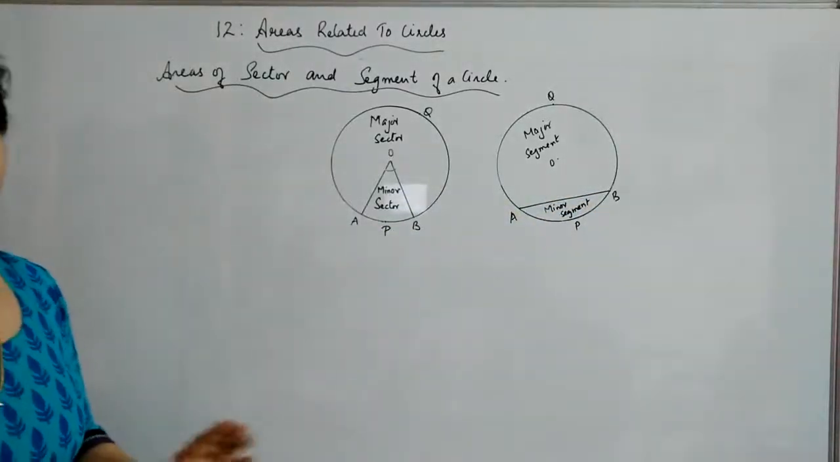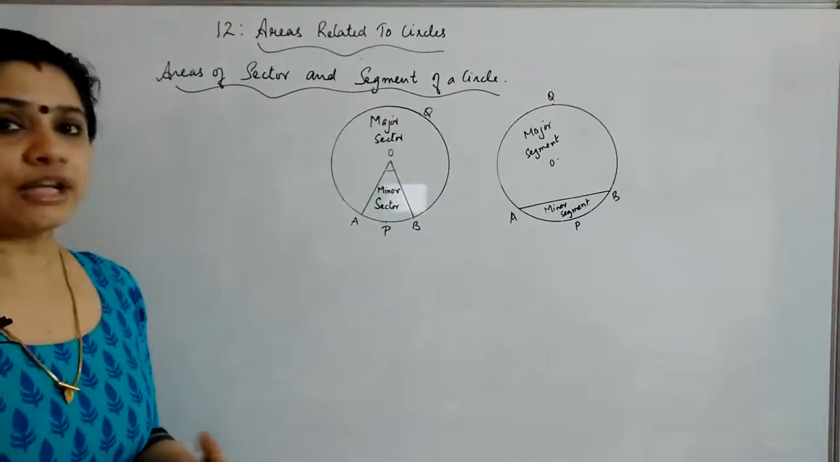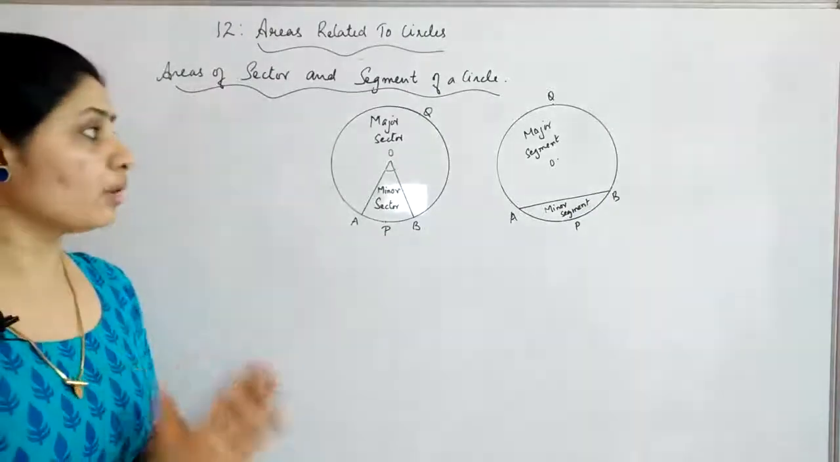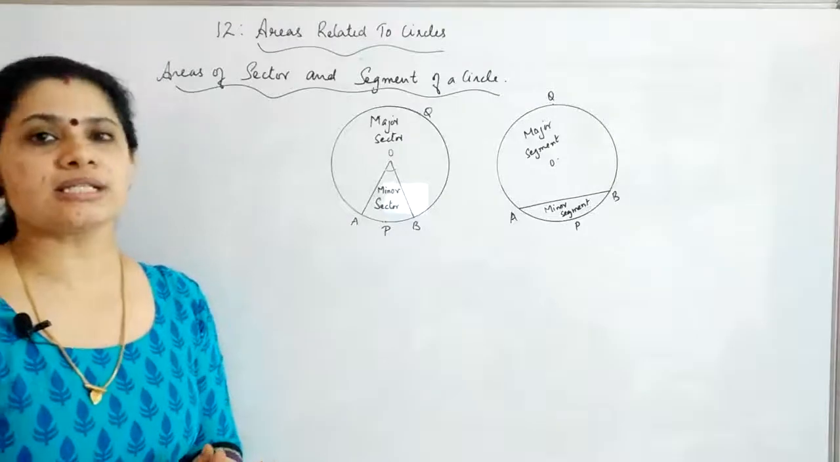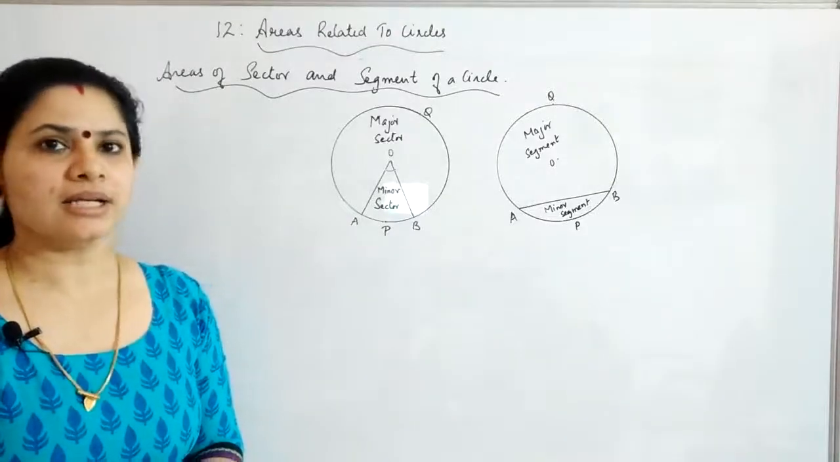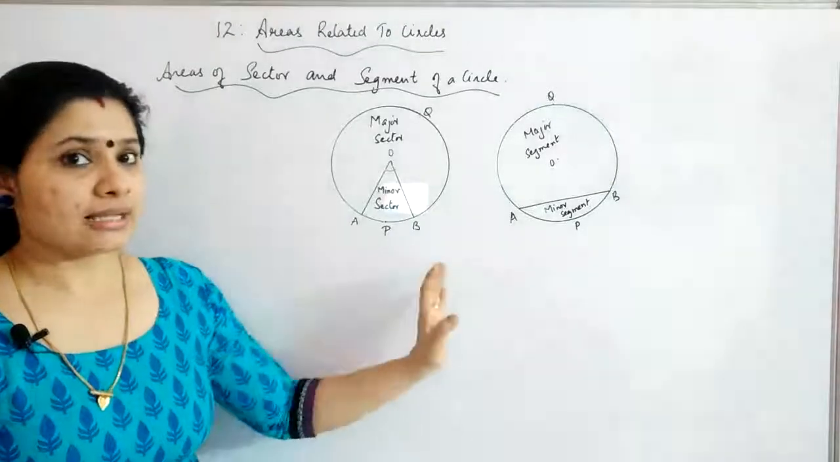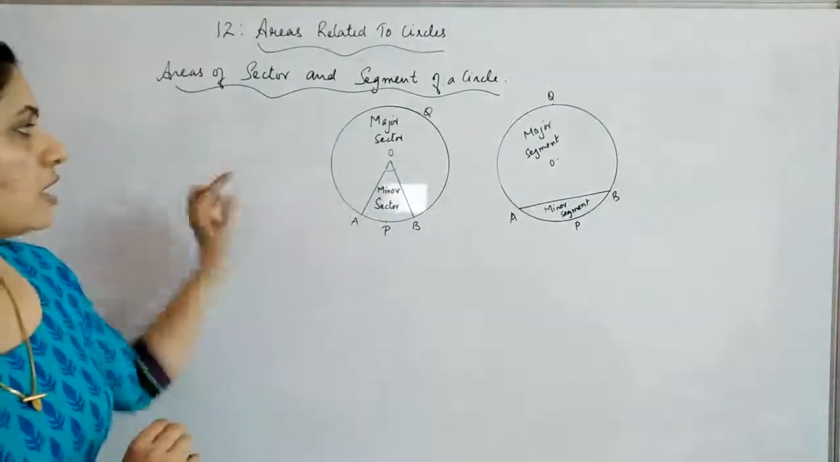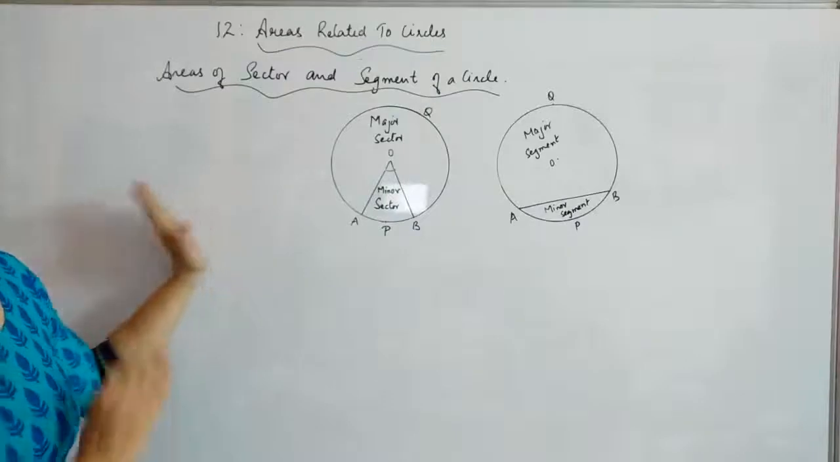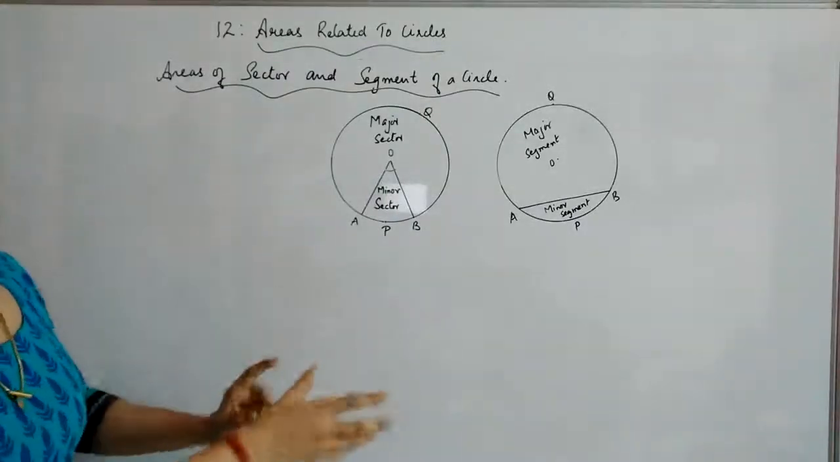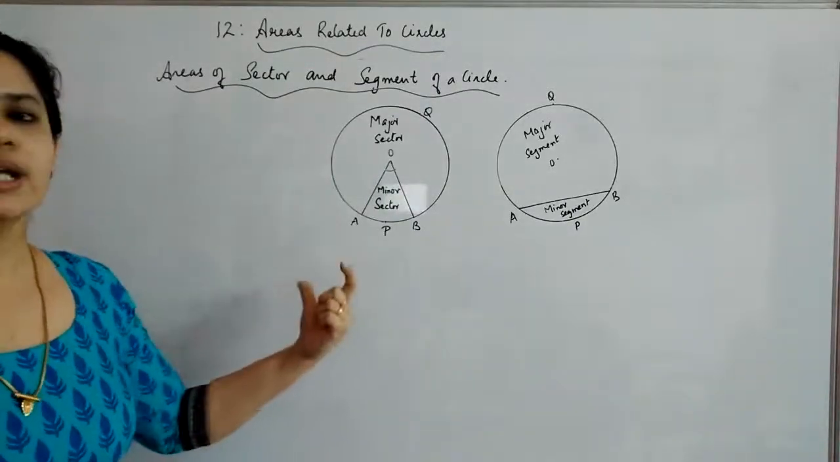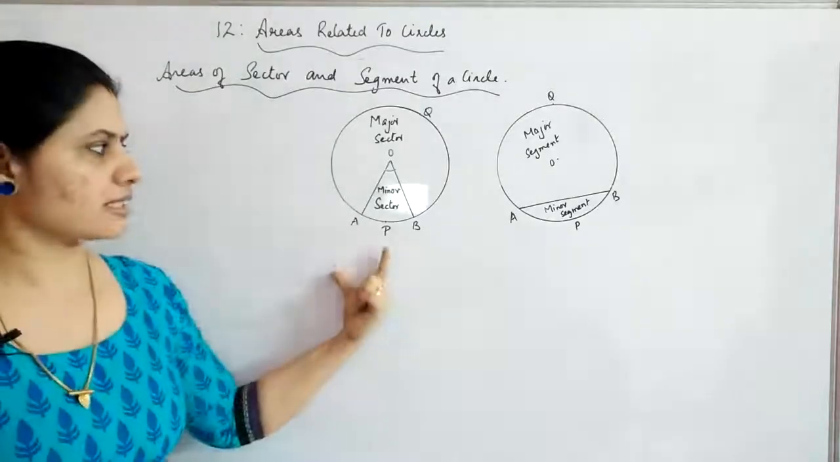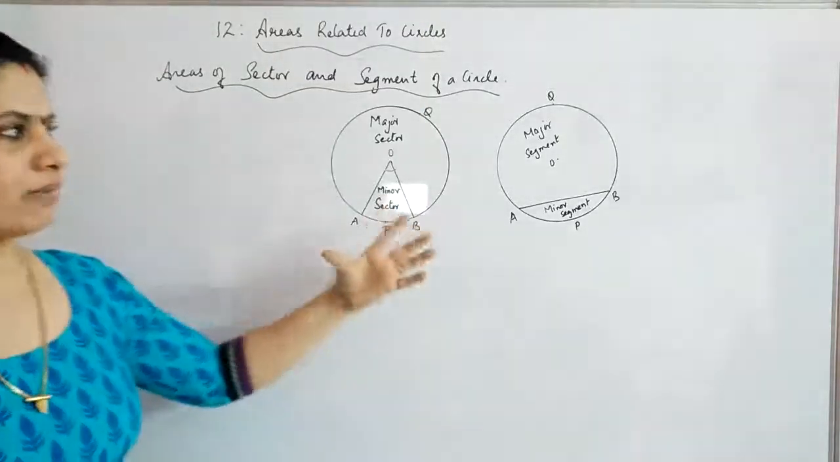Now, if it is not mentioned whether it is minor or major, and only segment or only sector is used, we will consider it as minor segment and minor sector. Unless and until they are saying that it is major, we will consider only the minor, whenever the question says only segment or only sector. Minor segment and minor sector, both should be minor.